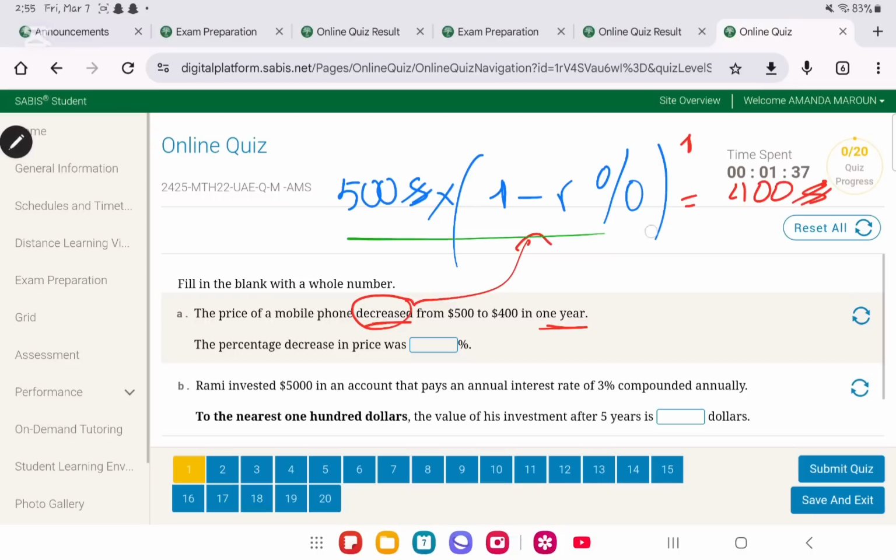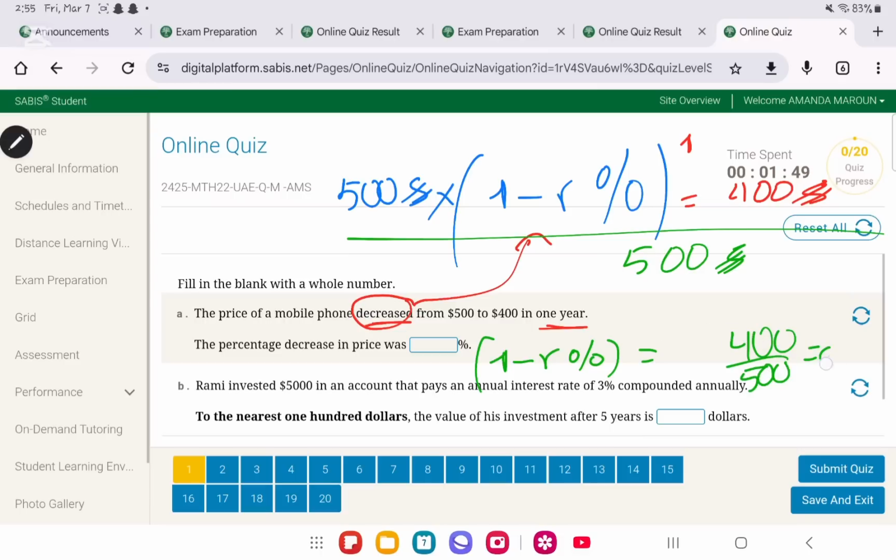Now divide both sides by $500. You are gonna get 1 minus R% is equal to 400 over 500, which is 0.8. So 1 minus R% is equal to 0.8. R% is equal to 1 minus 0.8, which is 0.2.